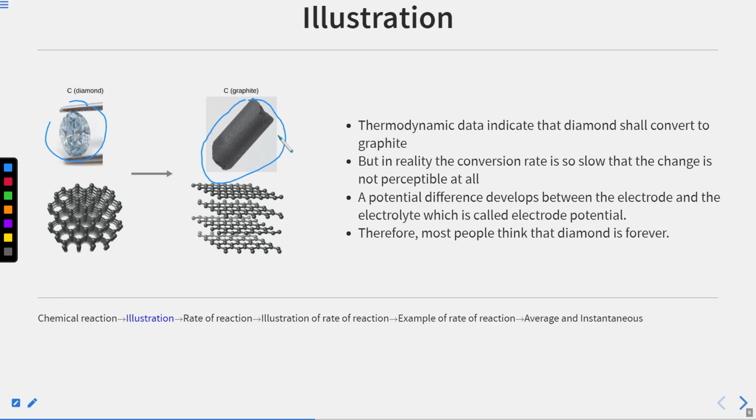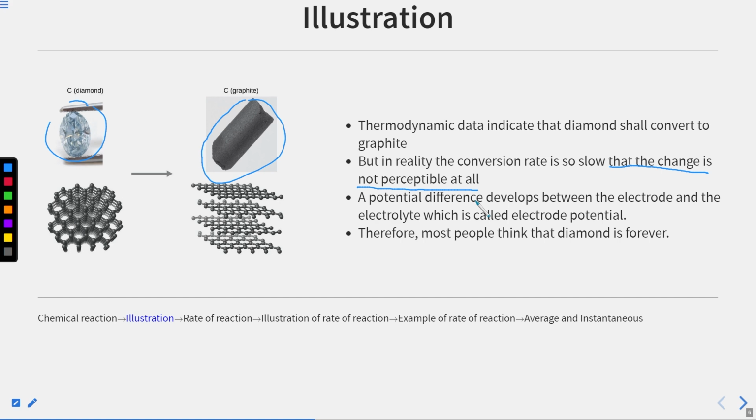So to define that it is spontaneous, you also have to mention the rate so that the spontaneity can be justified. This reaction is so slow that the change is not perceptible at all. Not perceptible means not visible, right? It is not visible at all. So this change is very slow. Here you can see how we are using both thermodynamics and chemical kinetics to justify our perspective. We know that diamond is not converted into graphite in an easy way.